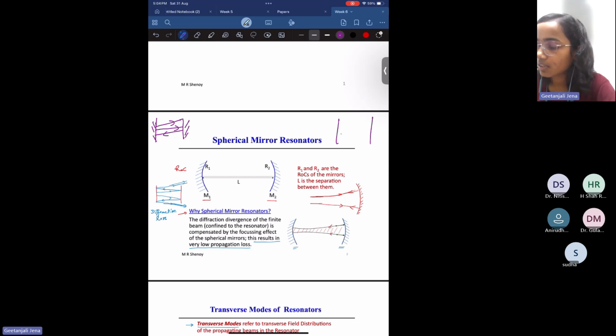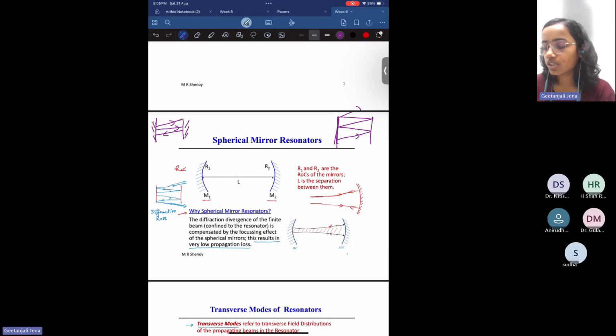Whenever the ray makes an angle with the mirror, it will eventually escape out of the resonator volume. Let's say we have a ray like this, which is making an angle to the mirror surface; after a few reflections, it will eventually escape out of the resonator volume. That means there will be diffraction loss in the plane mirror resonator, which we won't see in the spherical mirror resonator.